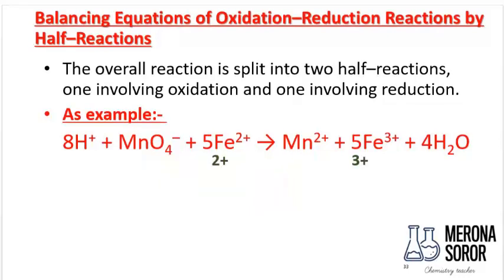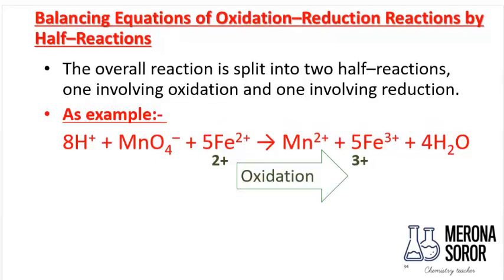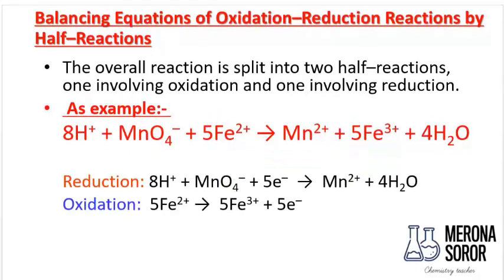What happened to iron? Iron changes from oxidation state 2 positive into 3 positive. So what happened? Oxidized or reduced? Good, oxidation. So we can now split the chemical reaction into two halves, reduction and oxidation. In the reduction half equation, Mn changes from 7 positive into 2 positive. In the oxidation half reaction, iron changes from 2 positive into 3 positive.